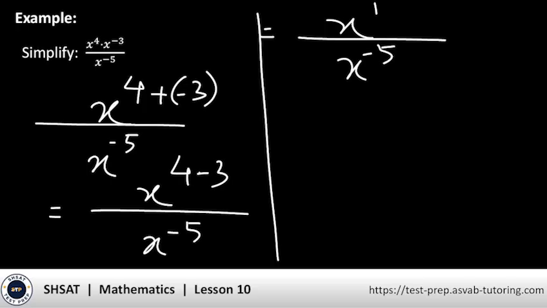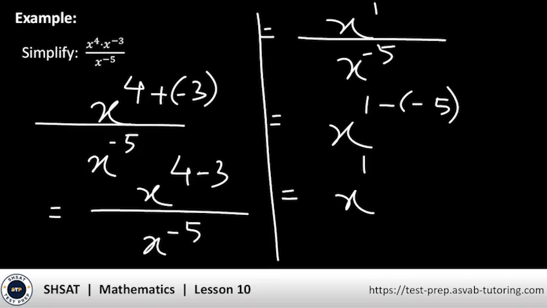Now, looking at the previous formula, you now have two bases which are the same, both x's, but the powers are different. So now we need to subtract the powers, right? So now you will do 1 minus 5, which, as minus and minus makes plus, is 1 plus 5. So that gives me x to the power of 6.